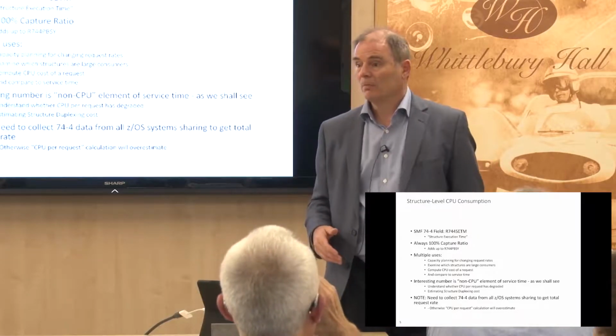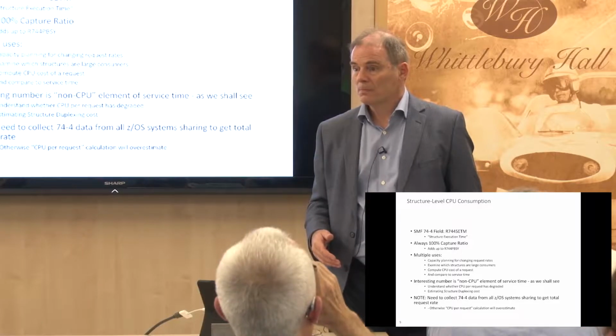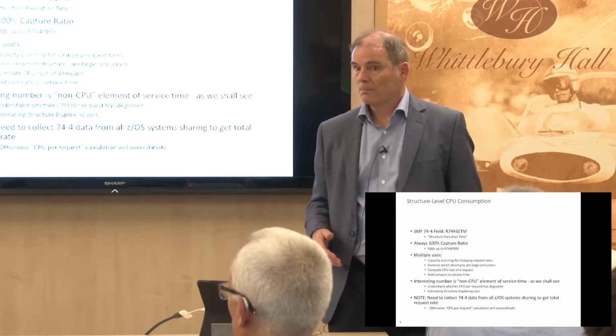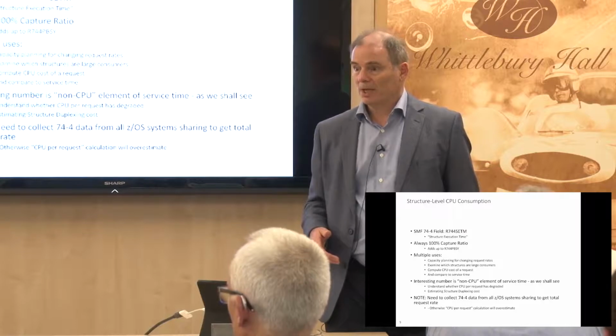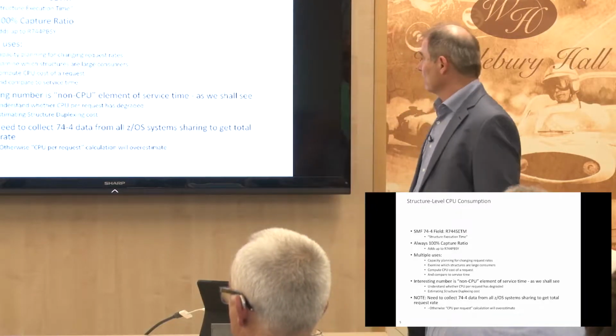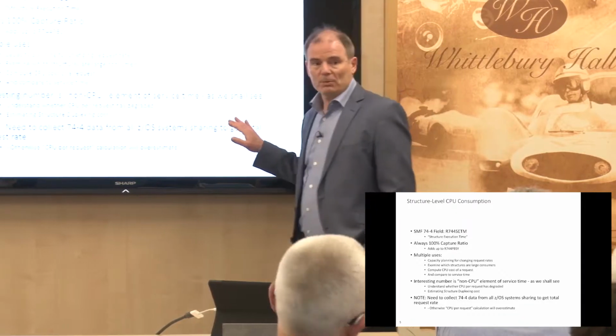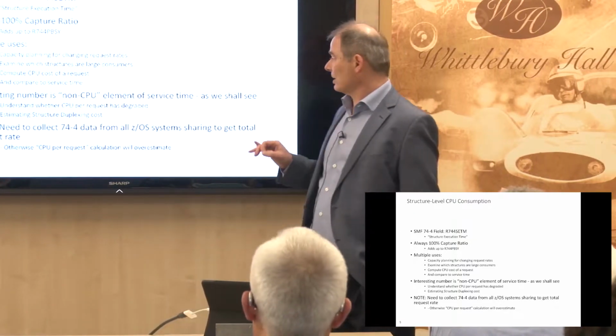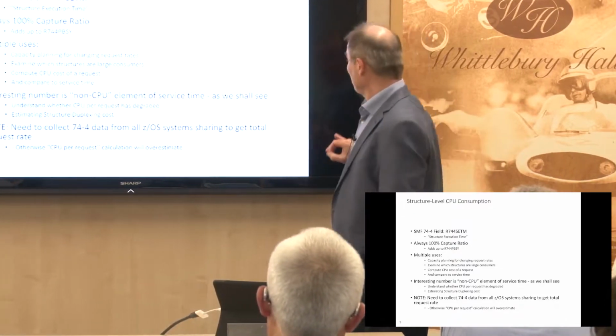Can you differentiate between normal list CPU and the cast-out and invalidation CPU, because that's single threaded? So not yet. That can pause your access to the coupling facility. Right, so the question was, can we distinguish between cast-out CPU and the normal requests?